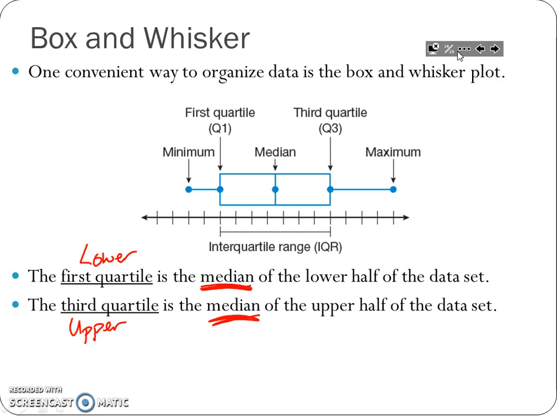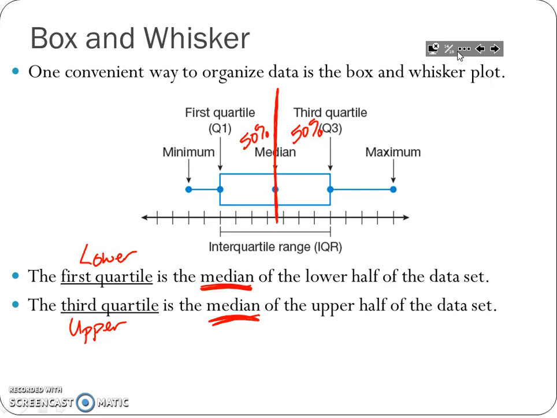Now, notice there's a box around. Why is there a box around? Well, if we look at these quartiles, we're looking at the median, which, remember, is the middle. That means if my median is right here, 50% of my data is on this side and 50% of my data is on this side.